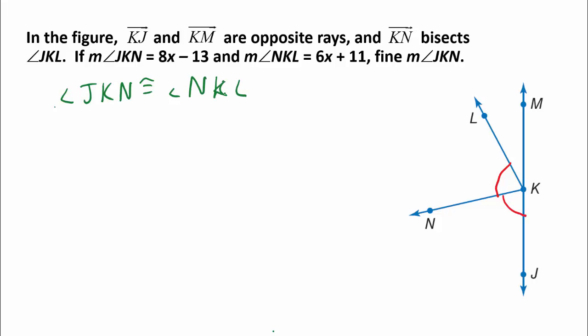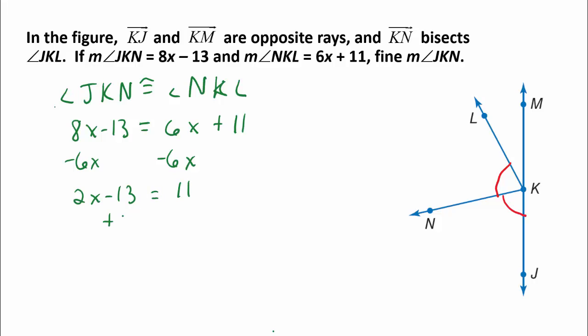And since we know what each of them are equal to, we can just write an equation out. 8x minus 13 is now equal to 6x plus 11. Let's go ahead and subtract 6x from both sides. We're left with 2x minus 13 equals 11. Add 13 to both sides. We're left with 2x equals 24. Divide by 2 on both sides, and x equals 12.